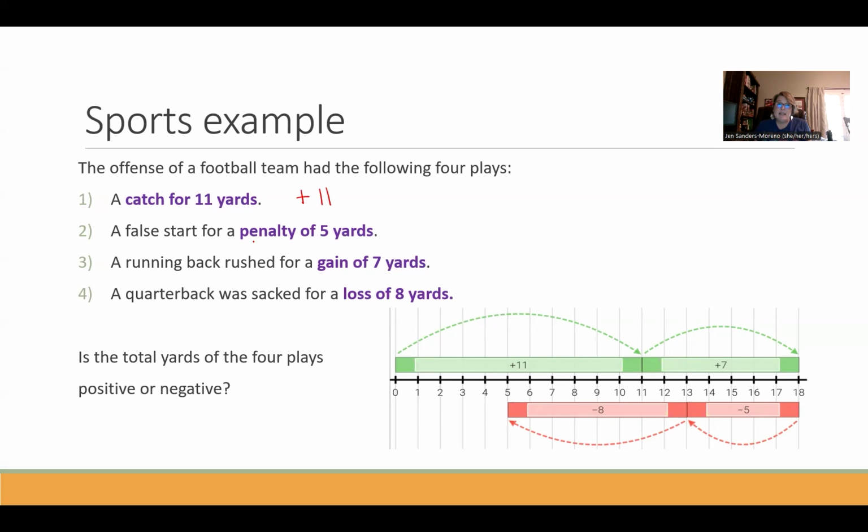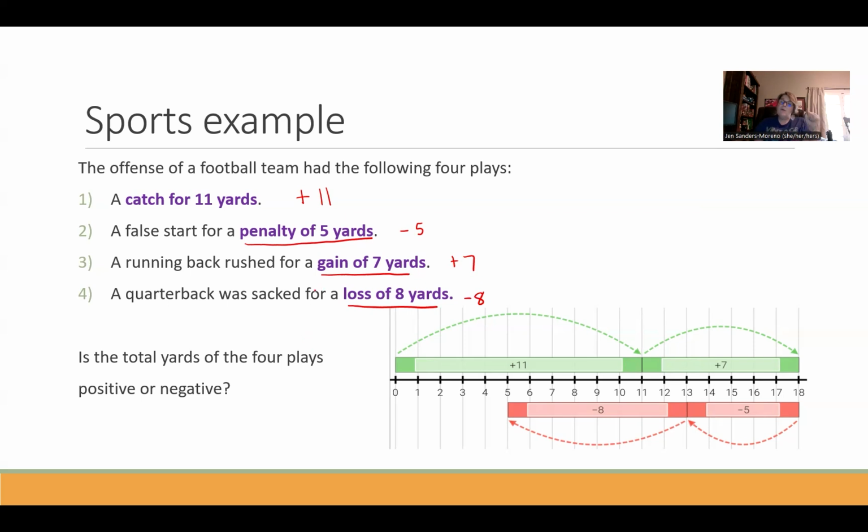Okay. A penalty means that you are losing those yards. So this would be a -5. So penalties are -5. Okay. A gain of 7 is a positive. So gain is positive. And then a loss of 8, a loss is a negative.